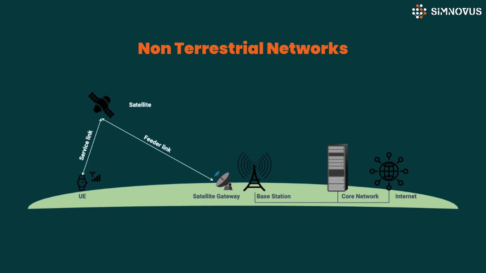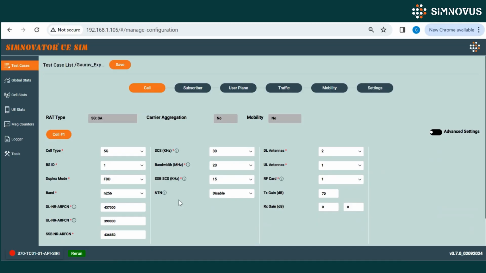Presenting the Simnovus UE Simulator for the validation of non-terrestrial networks. In contrast to a terrestrial network, non-terrestrial networks comprise two additional components, satellite and satellite gateways. The satellite, which lies way above the ground, introduces a significant delay in the propagation of the signals. Let us see how Simnovus UE Simulator can help validate the new features introduced in 3GPP Release 17.